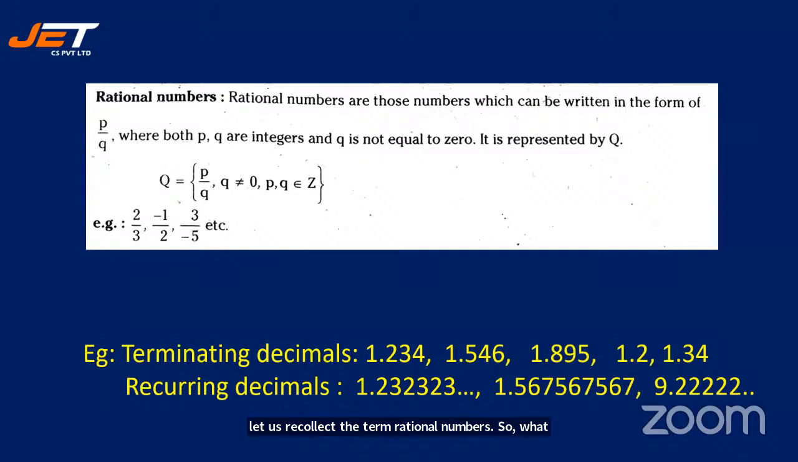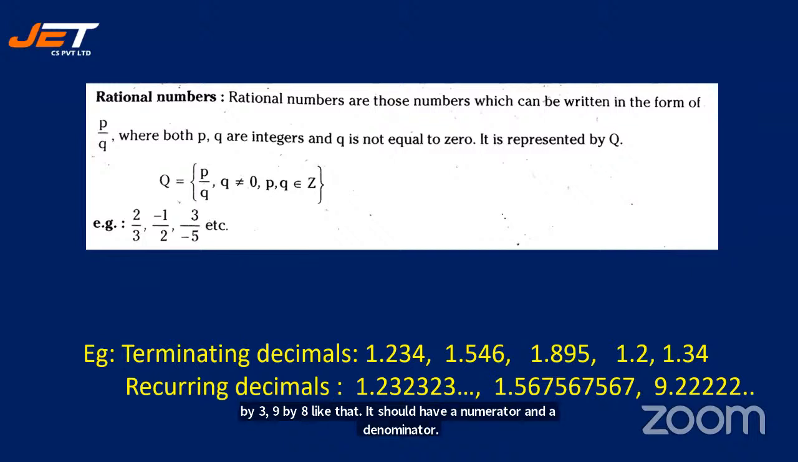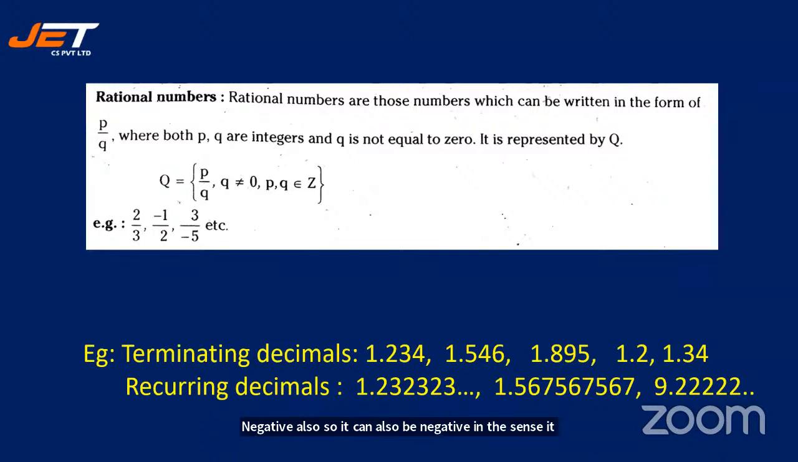They are those numbers which can be written in the form of P by Q, where Q is not equal to 0 and P, Q are elements of Z. It means like 2 by 3, 10 by 3, 9 by 8. It should have a numerator and a denominator. It can also be negative, in the sense it can be minus 5 by 3, or minus 8 by 9.